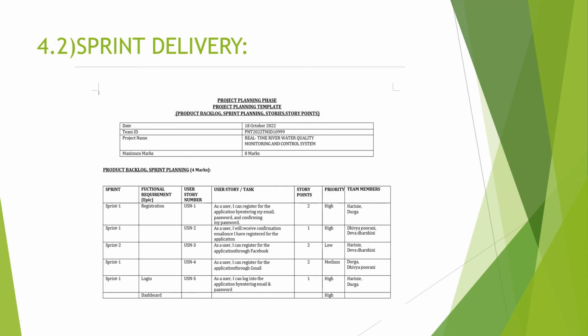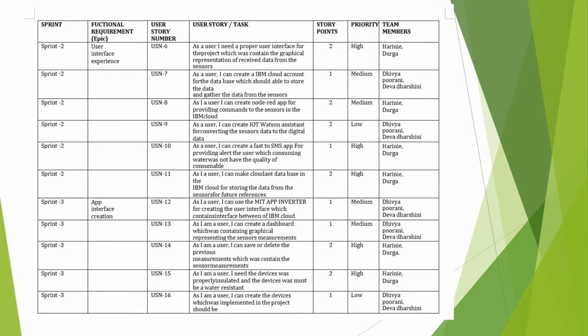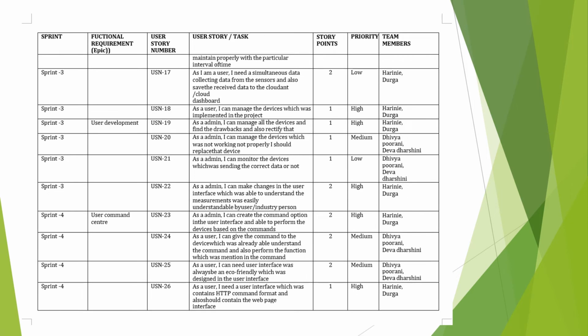This is our sprint delivery. It shows the product backlog, sprint schedule, and our estimation. According to estimation and priorities, we have done an effective web page consisting of 2 sprints and 4 subpages. The subpages include login, registration, dashboard, and alarm page.